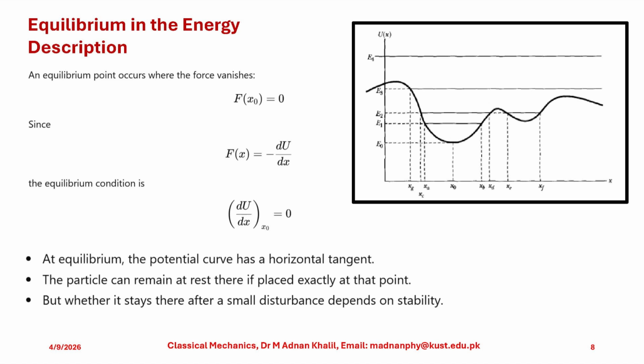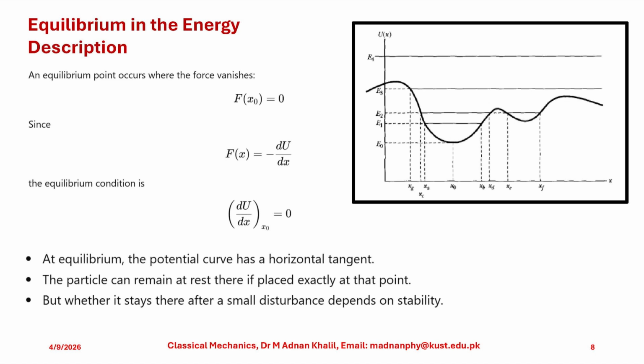So equilibrium occurs when the slope of the potential energy curve is 0. Graphically, that means the tangent to the curve is horizontal. This is important because it connects force and geometry. If the slope is non-zero, then there is a force pushing the particle one way or the other. On the other hand, if the slope is 0, the force vanishes, so the particle can stay at rest there.